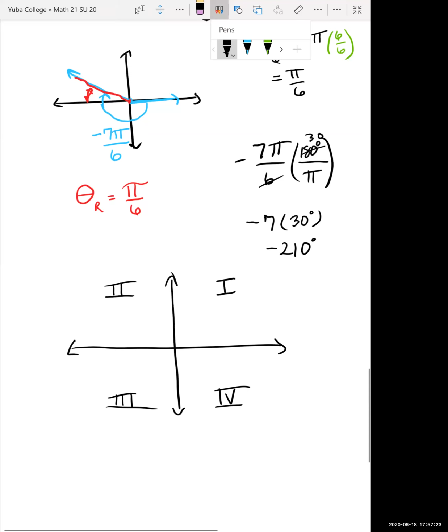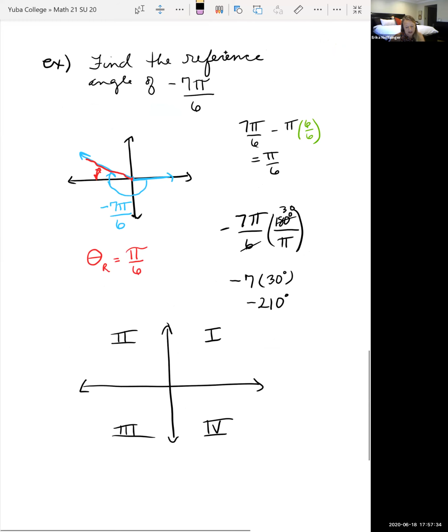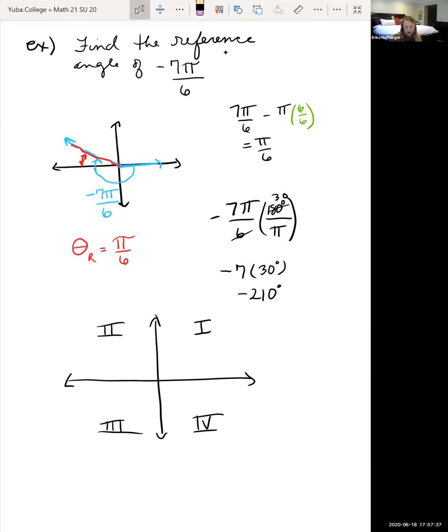Professor, just making sure on the last one, pi over 6 would be the same as 30 degrees? Yeah. If they give it to you in radians, it's okay to switch to degrees to figure it out, but then you have to go back to radians. If this problem had started out by saying find the reference angle of negative 210 degrees, our answer would be 30 degrees, but I would have to figure out what that is in radians, which is pi over 6. Okay, thank you.